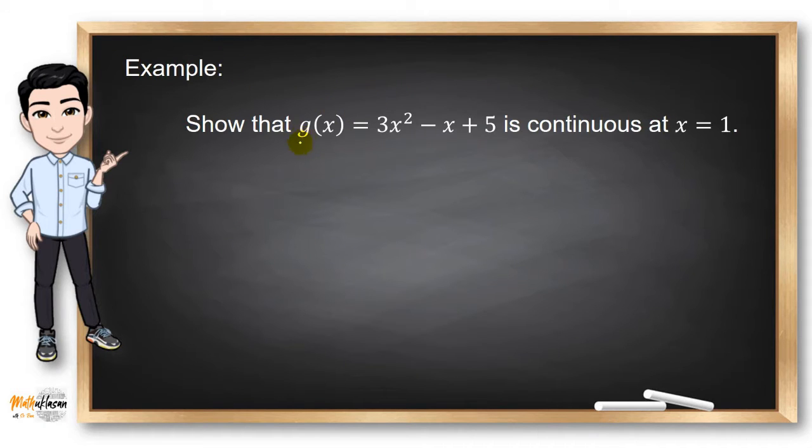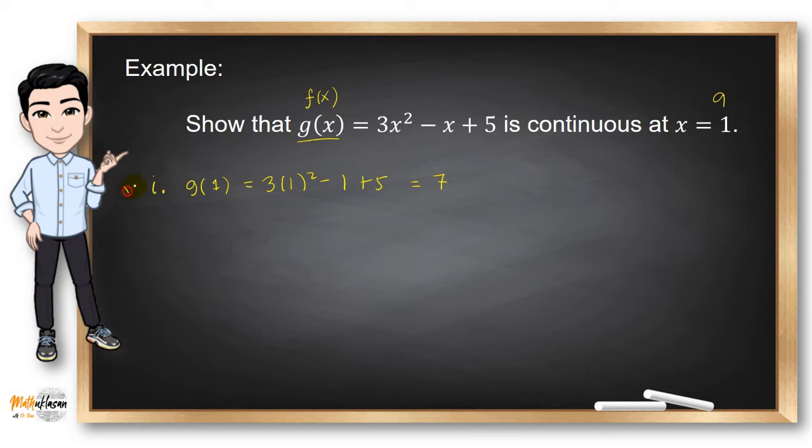Let's have this example. We need to show that g of x is continuous at x equals 1. So, dito, yung f of x ay g of x na, defined as g of x. At yung a naman natin dito ay yung 1. So, kung gagawin natin yung tatlong tests, kailangan yung unang test muna ang gawin natin. Kung defined ba yung g of a in this case, pero dahil ang a natin ay 1, we'll have to evaluate g of 1. At pag ginawa natin yon, this is 3 times 1 squared minus 1 plus 5. So, the answer here is 7.